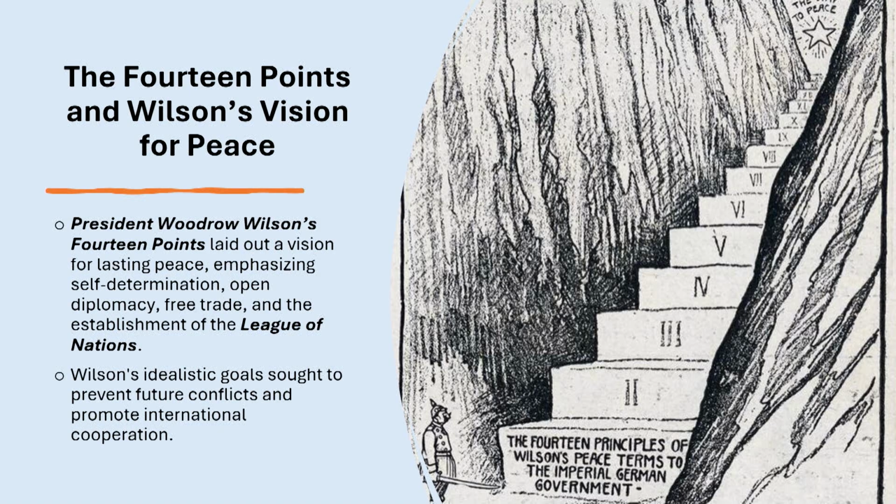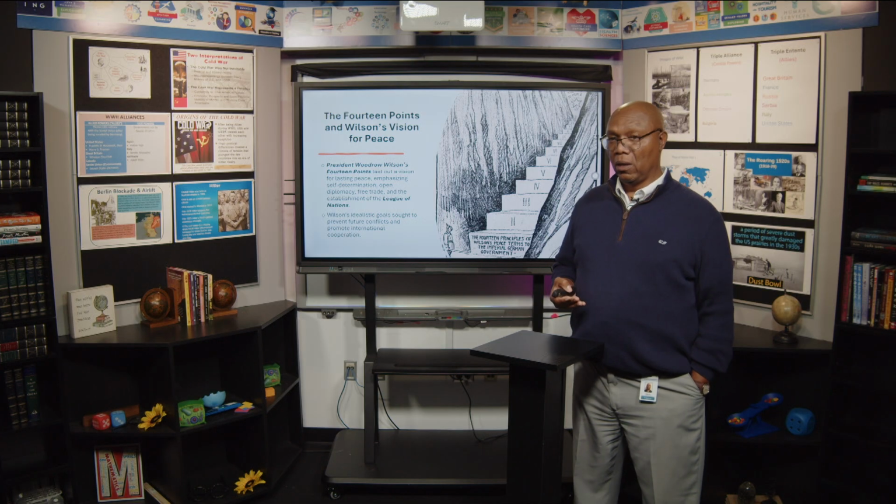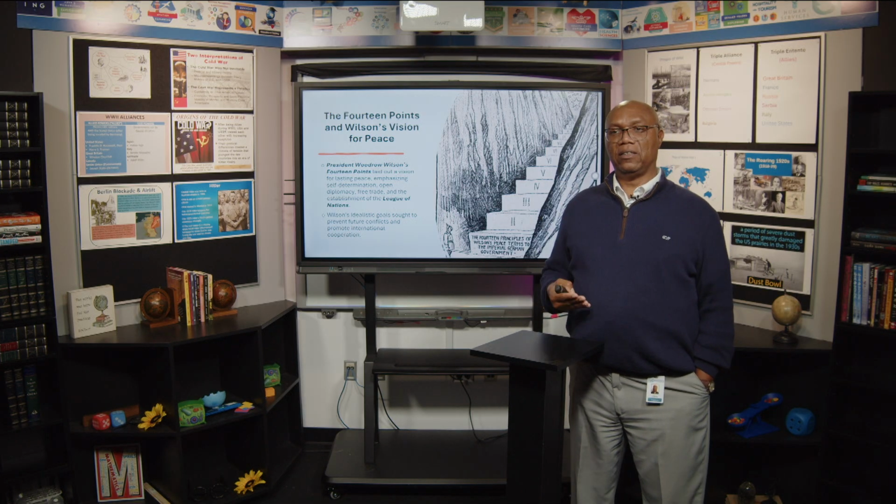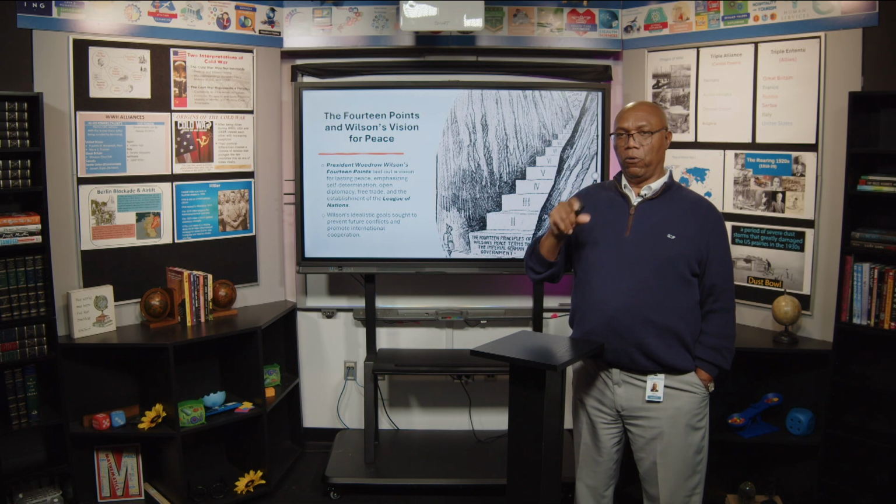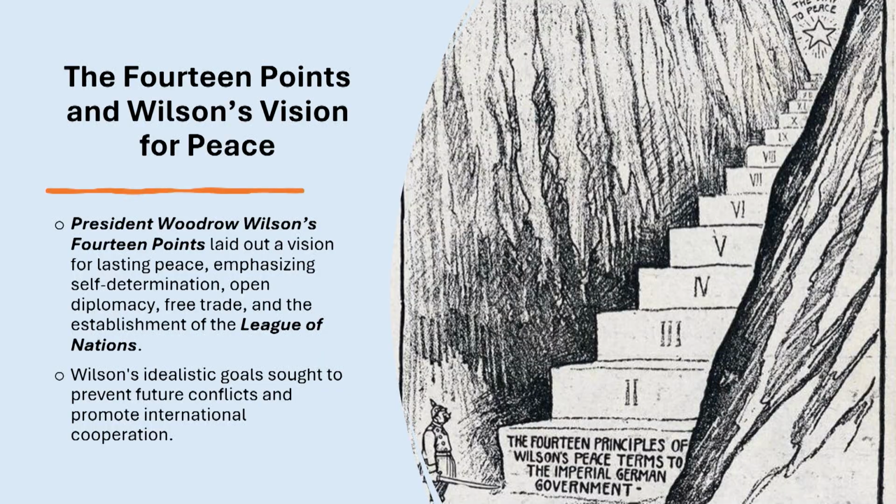Well, one of the things that World War I taught us is that we did not want to fight another war like this. And President Woodrow Wilson, who was a little bit of an academic, laid out a vision that he thought that if we followed these 14 individual points, we could possibly avoid another war like this from happening again. So he laid out a vision for lasting peace, emphasizing self-determination, open diplomacy, free trade, and the establishment of a League of Nations. Wilson's idealistic goals sought to prevent future conflicts and promote international cooperation.